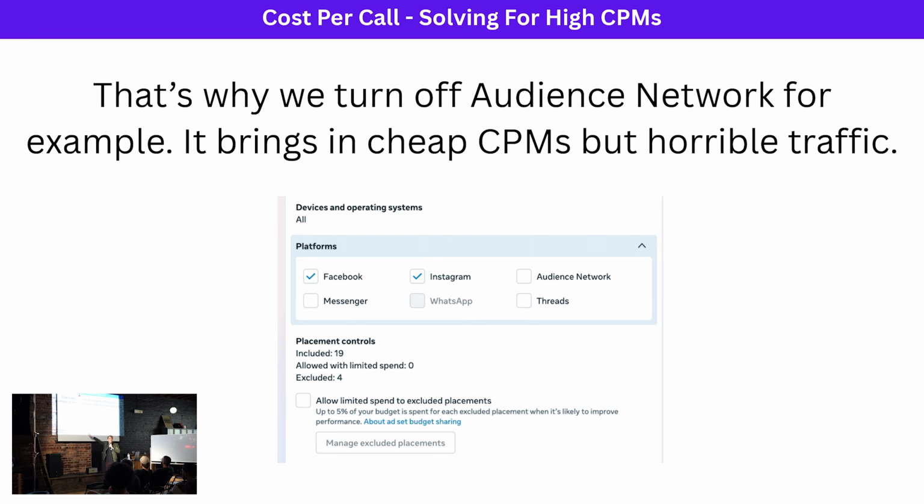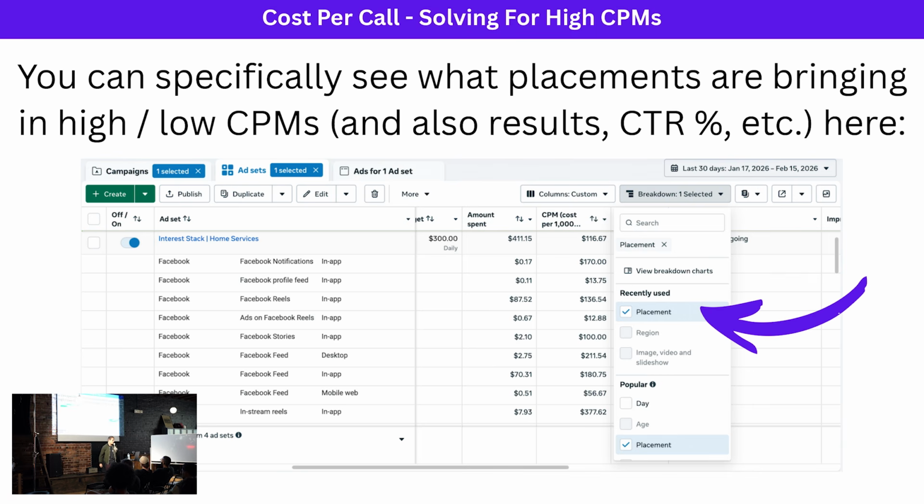This is something that's really stupid as well. You're basically telling Meta, I don't want to spend on these placements, and it'll just spend on it anyway. It'll be like, oh well, no, you want to spend 5% of your overall budget on this. Turn that off. Okay.